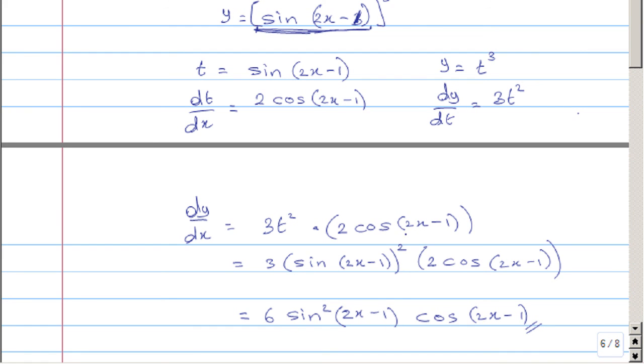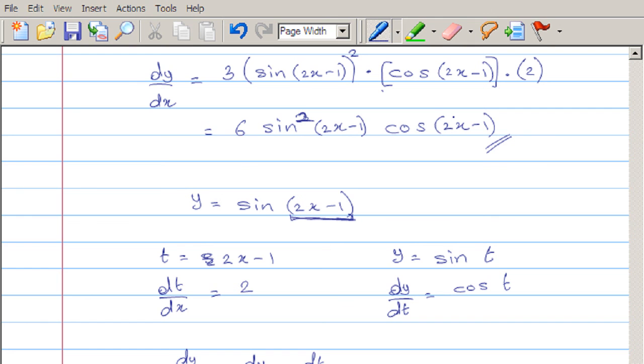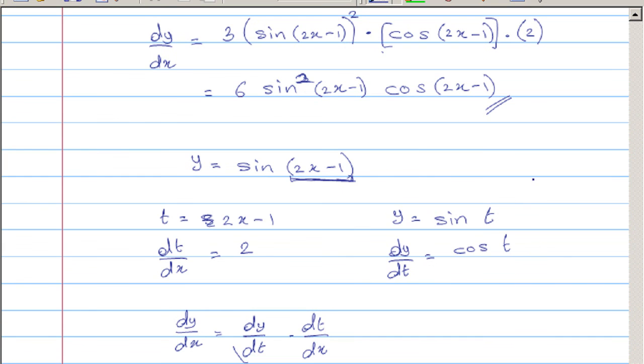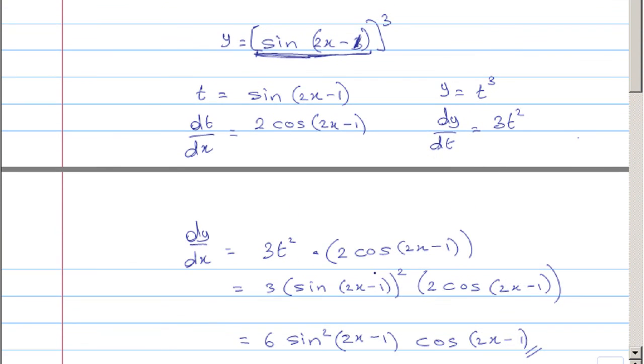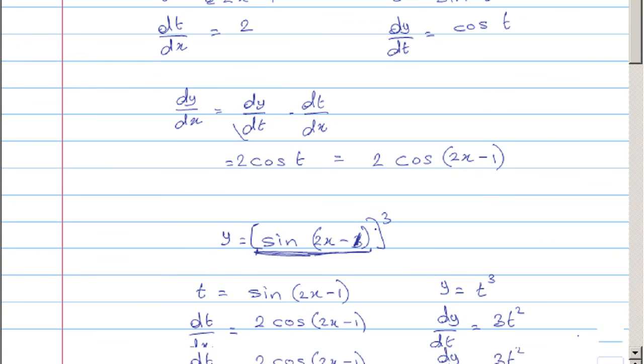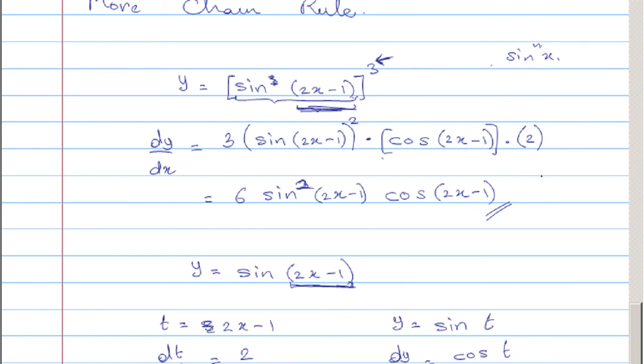So I get 6 sine squared(2x − 1) cos(2x − 1), which is the same as what I got previously. And you can think of this as being the entire working, the more detailed working, but really if you're very good at using the chain rule and differentiation, you should be able to do this sort of thing in one step.